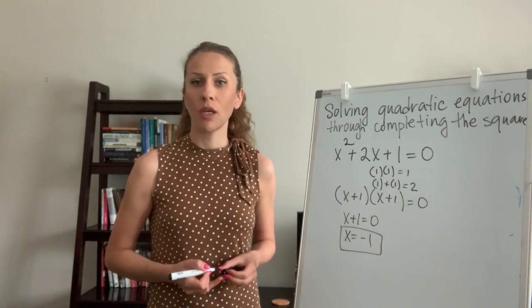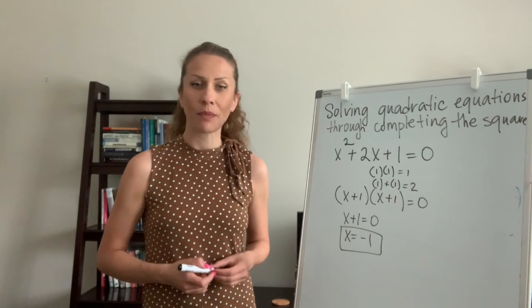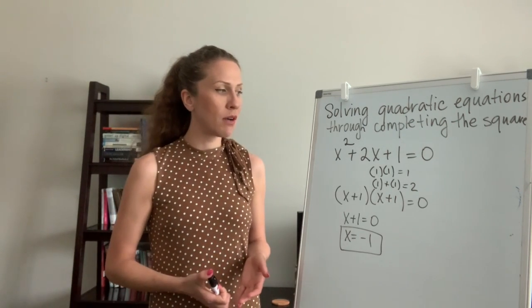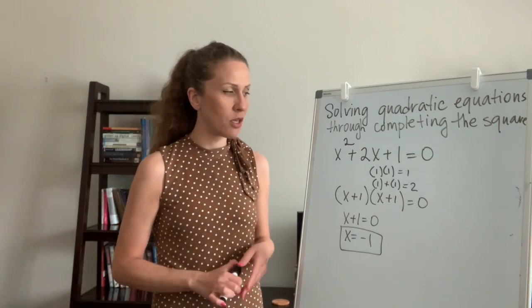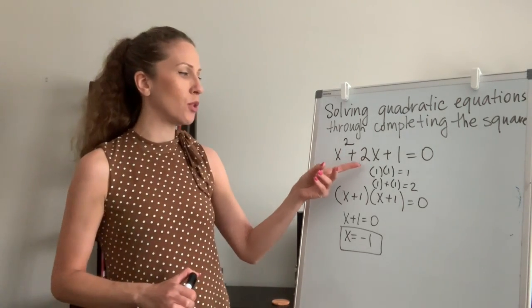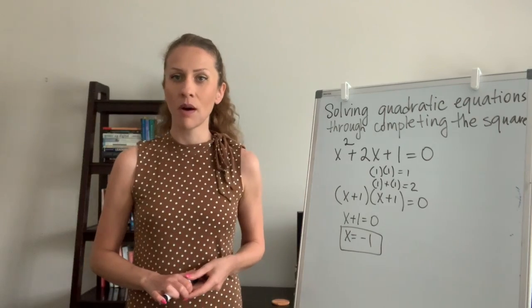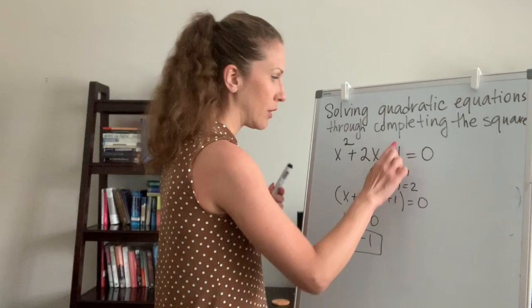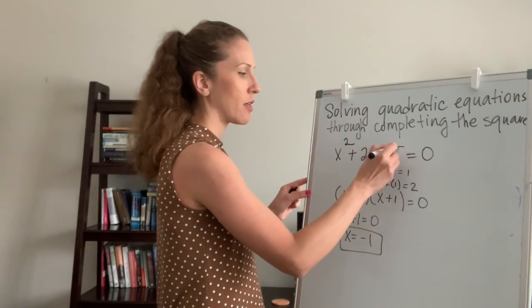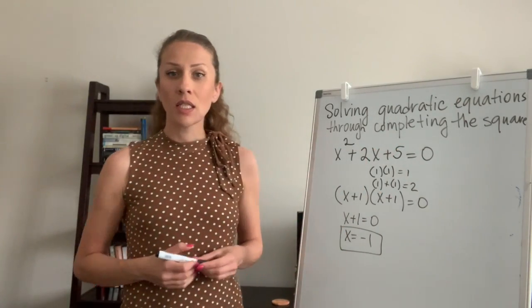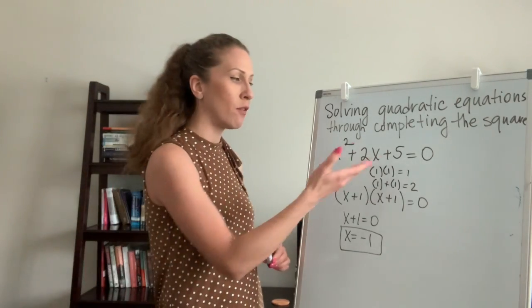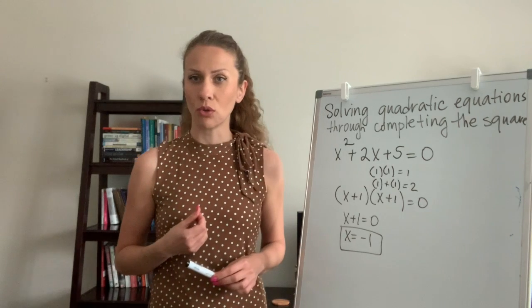And this is how we normally would solve quadratic equations. However, what if I change this equation, and instead of x squared plus 2x plus 1 equals 0, I say x squared plus 2x plus 5 equals 0. So let's say hypothetically this was a 5. In this case, following the same technique, you would have to say what two numbers multiply to 5 and at the same time add to 2.